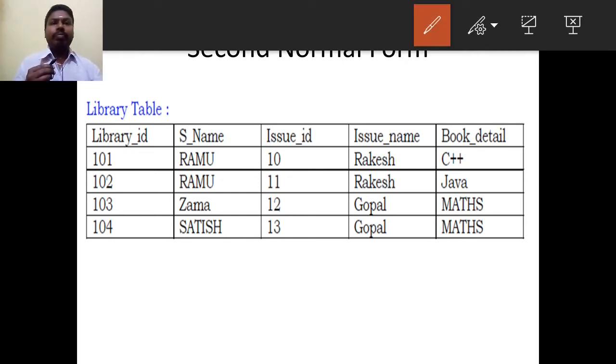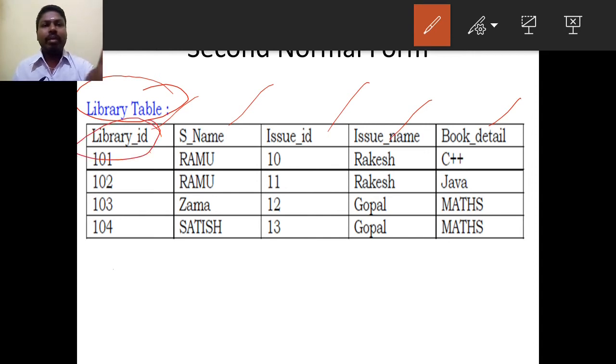Look at the table. The table has first column library ID, second column student name, next issuer ID, next issuer name, then book details. So the table name is library table. In the library table, the first column is library ID. So we know that it is a primary key. Understand? Next, student name. You can see with the help of library ID, we can get the student name. With the help of student ID, we can easily identify the student name.